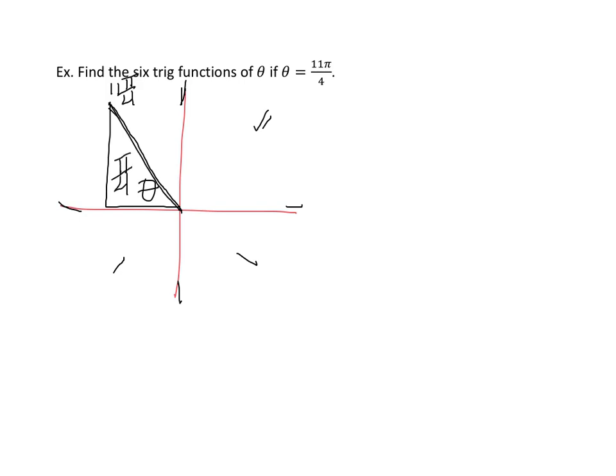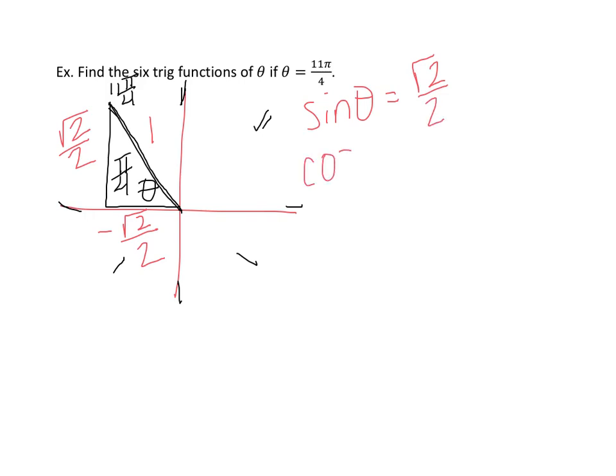Pi over 4. With a pi over 4 triangle, I know my two side lengths, radical 2 over 2, radical 2 over 2. This bottom one has to be negative. Then I just go on like normal. Sine theta, opposite over hypotenuse, assumed hypotenuse is 1, we're in the unit circle. So radical 2 over 2. Cosine theta, negative radical 2 over 2. Tangent theta, opposite over adjacent. Well, they're the same number, one's negative, so that's going to come out to be negative 1.